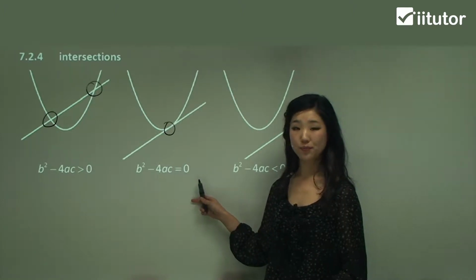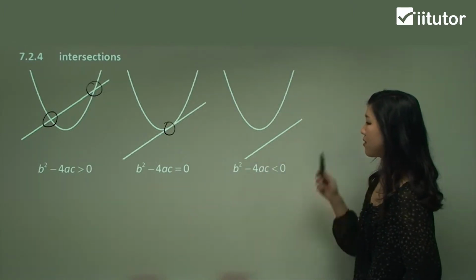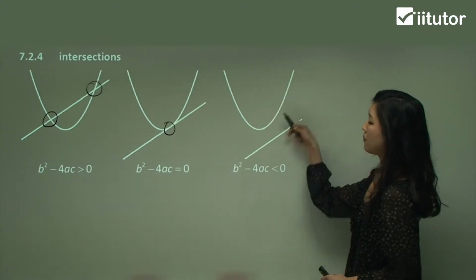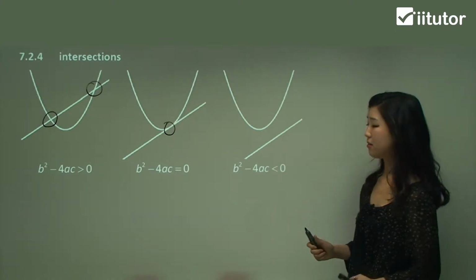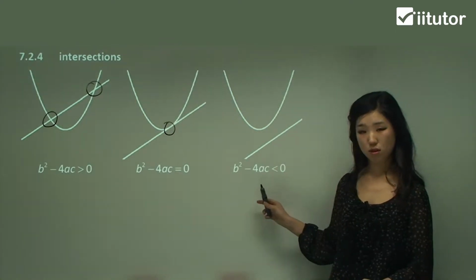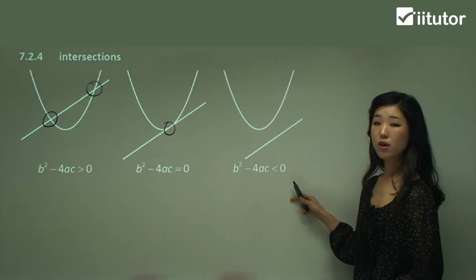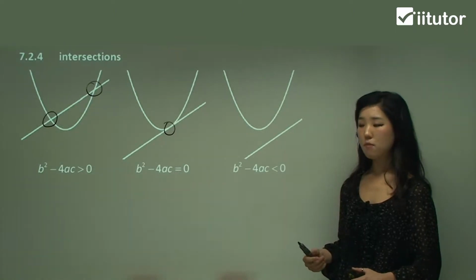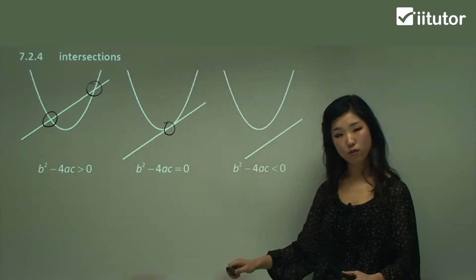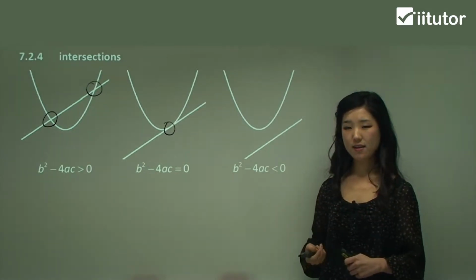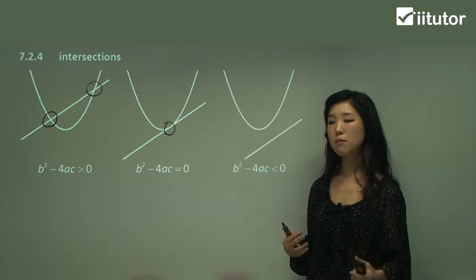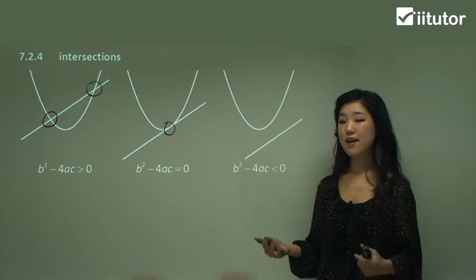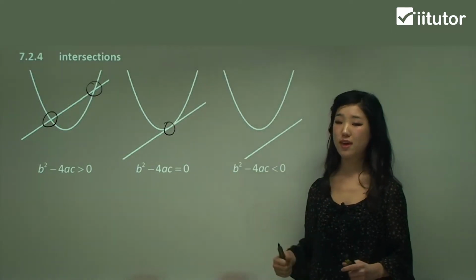Okay, and finally, the last case is when they don't intersect at all, so when they're just far apart from each other. So the parabola has no intersections with the linear straight line, so therefore b squared minus 4ac, the discriminant, must be less than 0. Remember when I talked about the positive and negative definite quadratic functions? Remember how they were either positive or negative, and they were far apart from the x-axis, so they didn't have any roots? Remember then I told you that b squared minus 4ac must be less than 0 as well? That's because they don't have any roots. They don't meet at all with the x-axis.